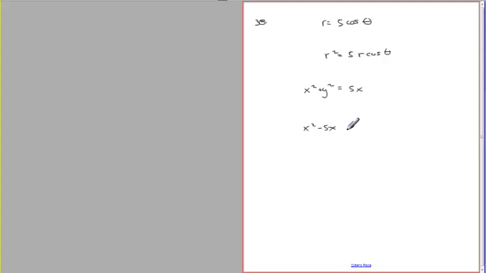You can subtract 5x on both sides so that the right-hand side becomes 0. And then you can complete the square. You take 1/2 of -5, you get -5 halves, and you square it, and you get 25 fourths. So you add that again on the right-hand side. There's no additional term because you don't have a coefficient in front of it. So this becomes x minus 5 halves squared is equal to 25 fourths. And I forgot the y squared. Hold on.